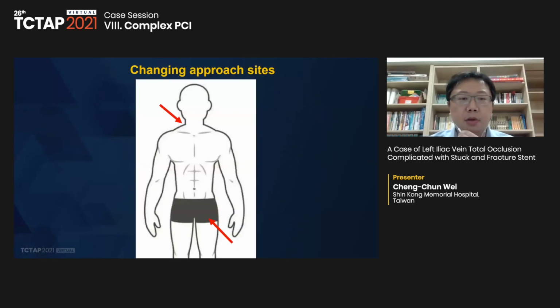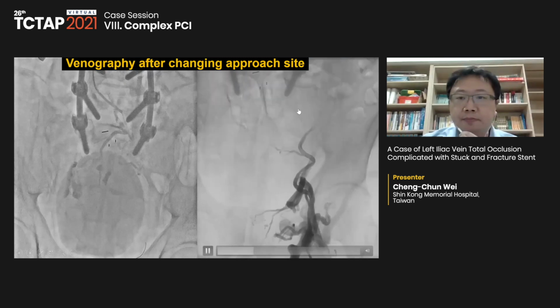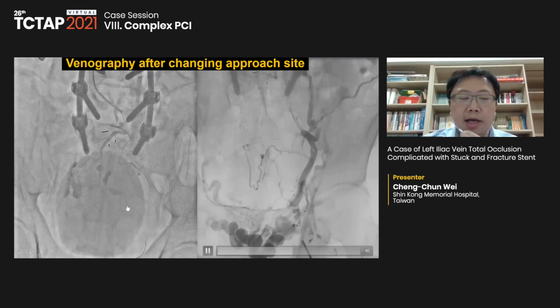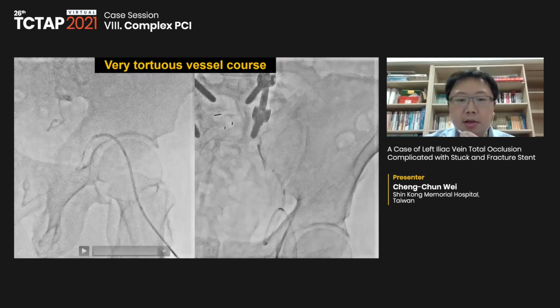Before I changed to the red route, I changed my approach side first because of very poor backup support. I approached from the right internal jugular vein and the left common femoral vein. This is the venography after changing approach site, and we can find the CTO entry was quite clear over here. I started my intervention from the common femoral vein, and as you see, the vessel course is very tortuous, like in the video.